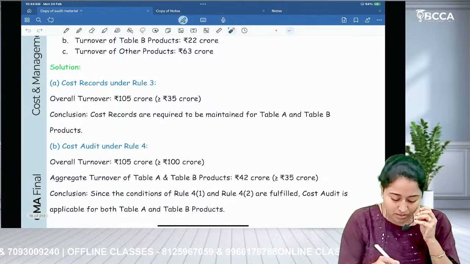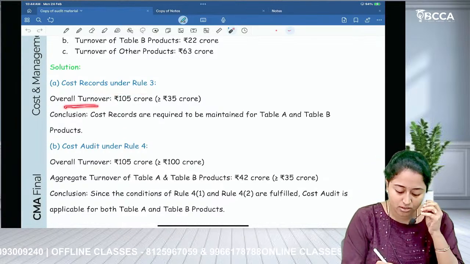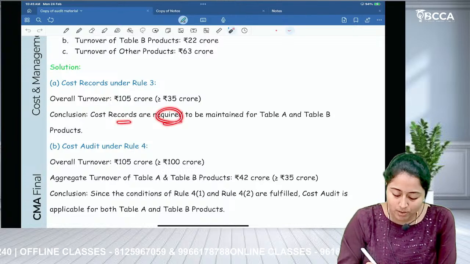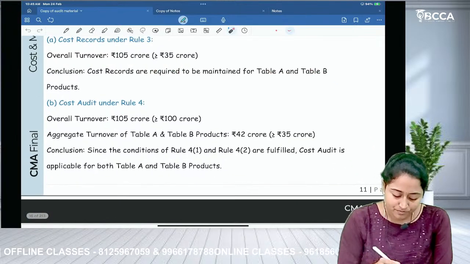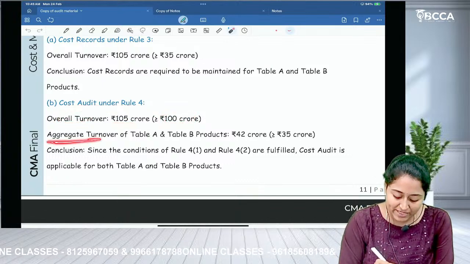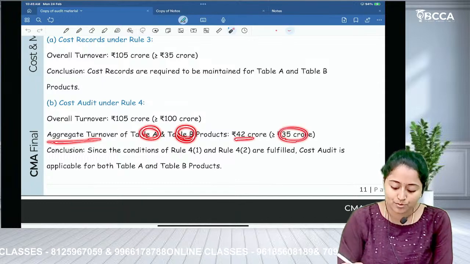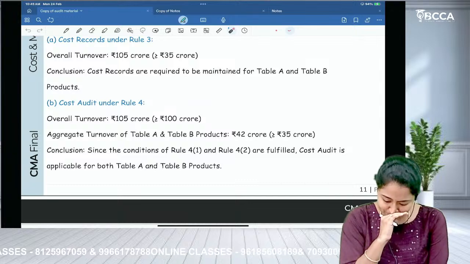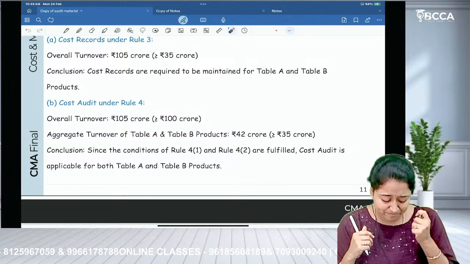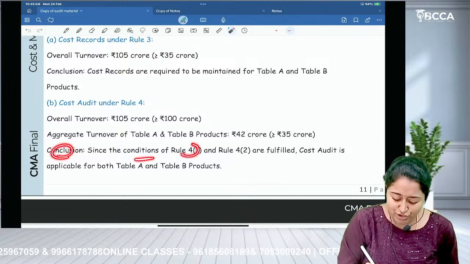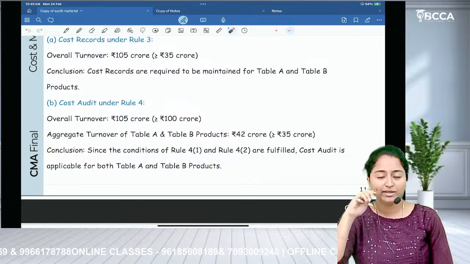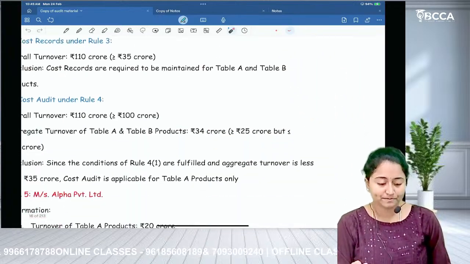Now, cost records under rule 3. Overall turnover is 105, more than 35 crores. Conclusion, cost records are required to be maintained for table A and table B. Cost audit under rule 4, overall turnover is 105, which is more than 100. Aggregate turnover of table A and table B is 42, which is more than 35. Sorry. Conclusion is, since the conditions of rule 4.1 and 4.2 are satisfied, cost audit is applicable for both table A and table B products. Clear? Any doubts?